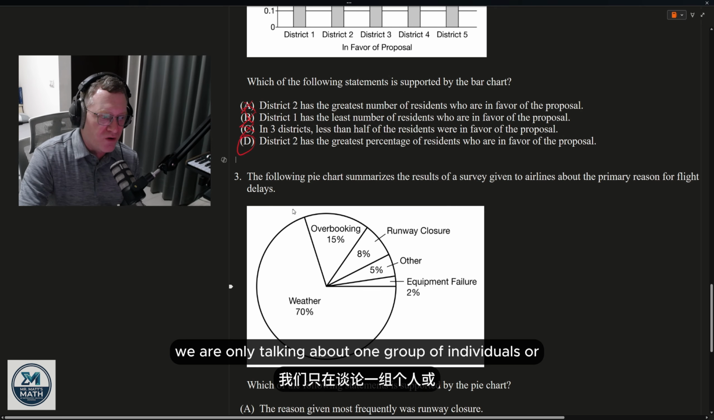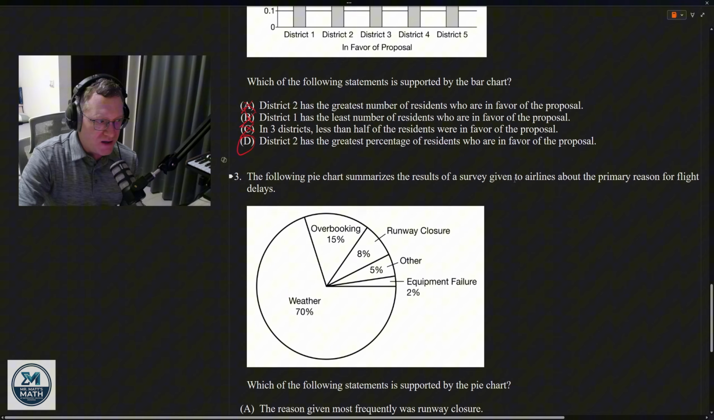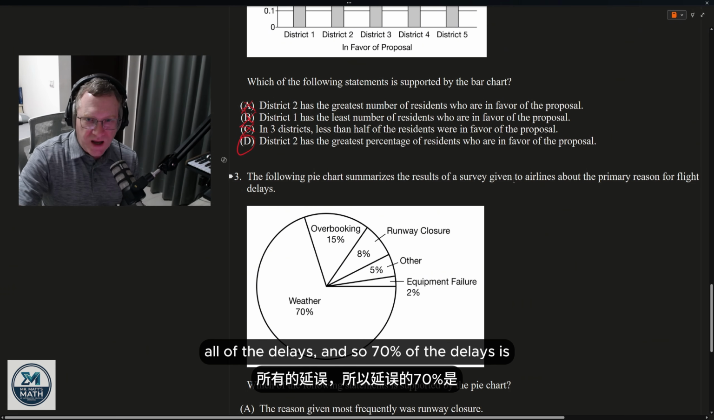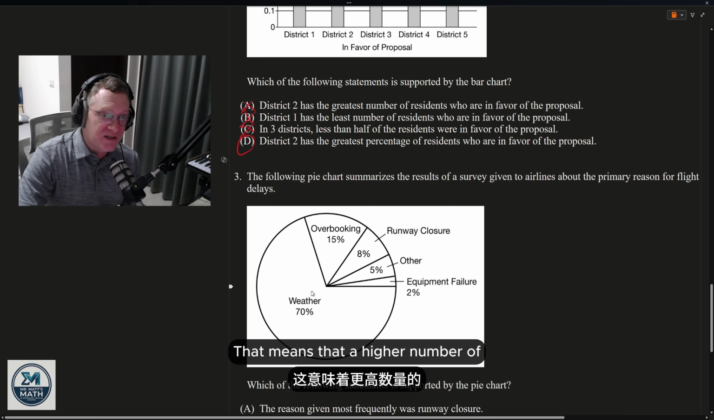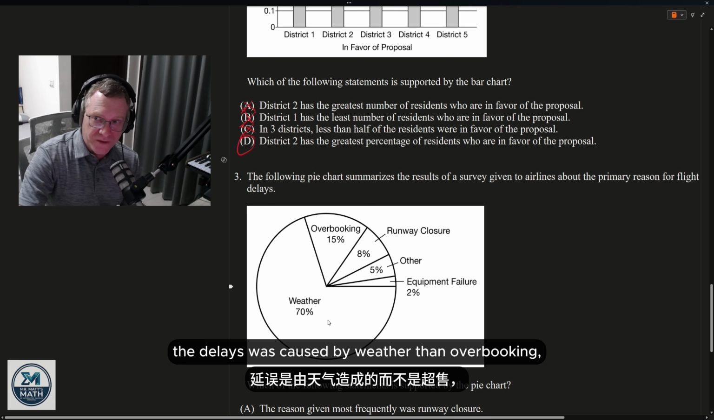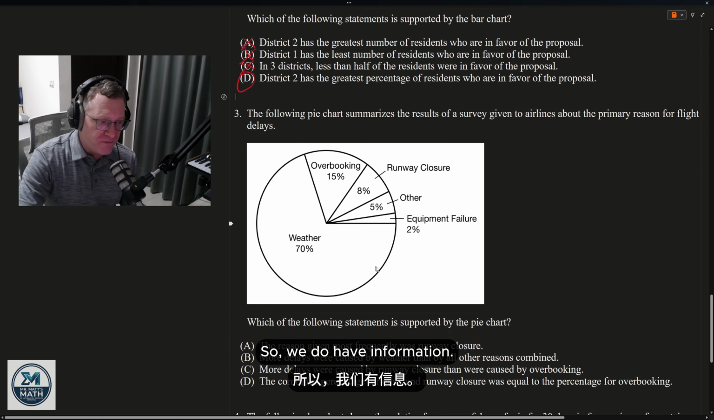But in this one, we're only talking about one group of individuals or units, and that's all of the delays. And so 70% of the delays are caused by weather and 15% were caused by overbooking. That means that a higher number of the delays was caused by weather than overbooking. So this one, we can equate the percentages and the numbers. Okay, so we do have information.